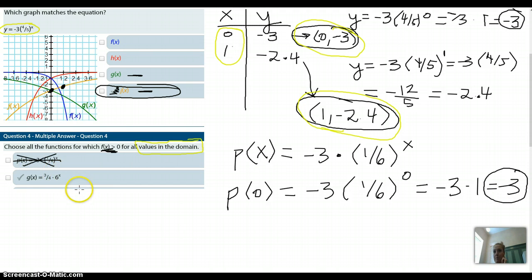That only leaves us one option. You may have had to check other ones. Like I said, I cut off some of the other answers here, but that gives you an idea of how to do this type of problem. Check values in a domain.